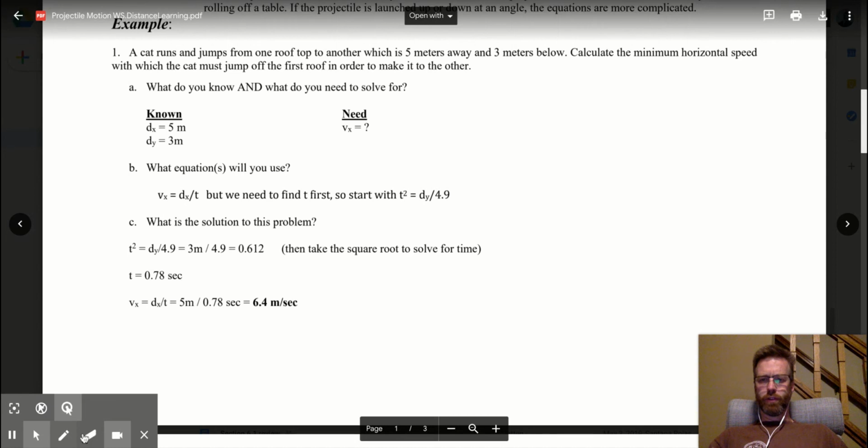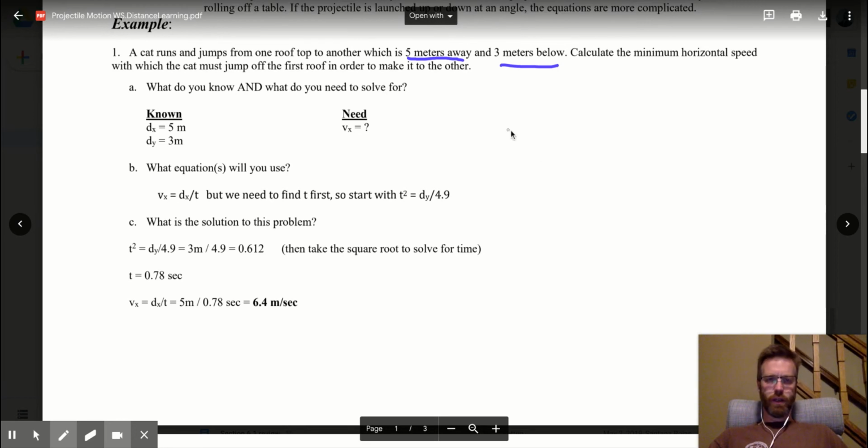and let's think about what might help it to be pretty straightforward. As you look at the problem, I would encourage you to read and decide what you're seeing. So we have a cat running and jumping from one rooftop to another that's 5 meters away and 3 meters below. 5 meters away, 3 meters below. And then calculate the minimum horizontal speed with which the cat must jump off the first roof in order to make it to the other. What? I need a picture.